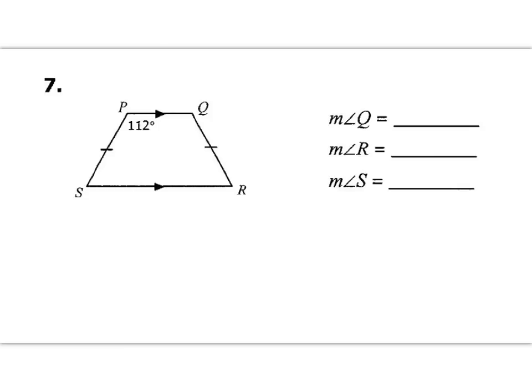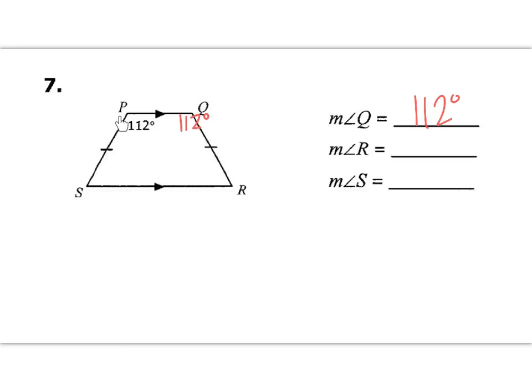All right, now if we're looking at number 7, we know this is a trapezoid because these two sides are parallel, and we are given that PS is congruent to QR. So we're given that our legs are congruent. Therefore, we can say that this is an isosceles trapezoid. If it's an isosceles trapezoid, we know that the base angles are congruent and consecutive angles are supplementary. So if base angles are congruent, if angle P is 112, angle Q is also 112. So that's how we can find the measure of angle Q.